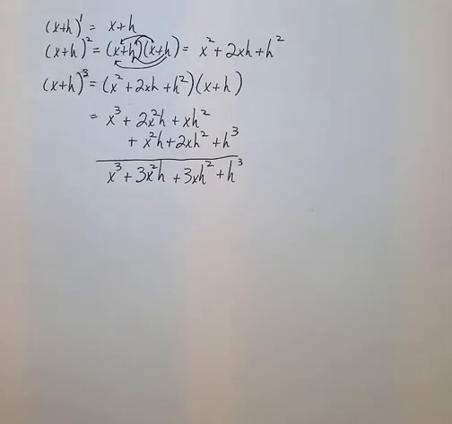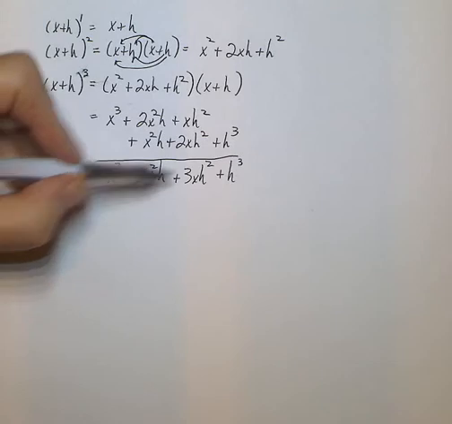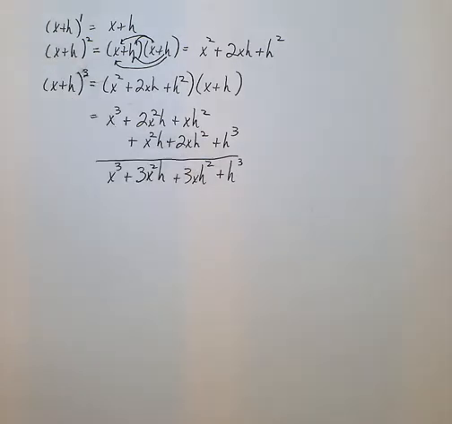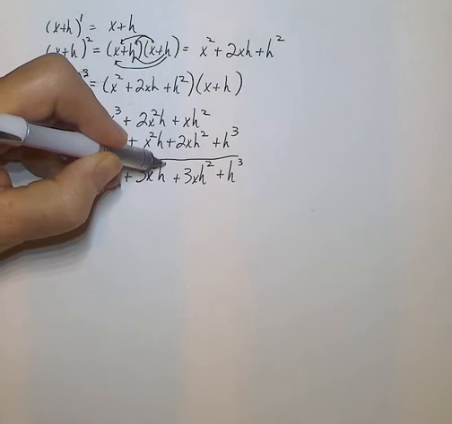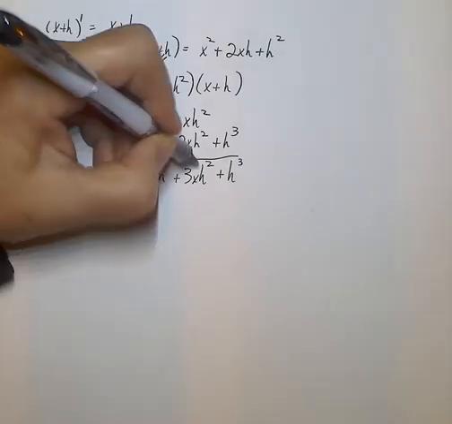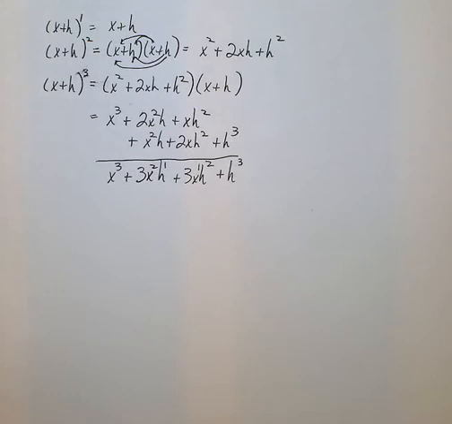H, on the other hand, does the opposite. We start with no h's, then h to the first, h to the second, h to the third. And the result of this is if we look at the degree of each term, it's the same as the power we're raising x plus h to. Third degree. X squared h to the first is a total of third degree. X to the first h squared, total of third degree.